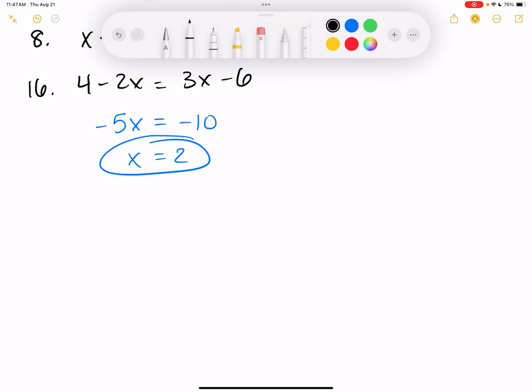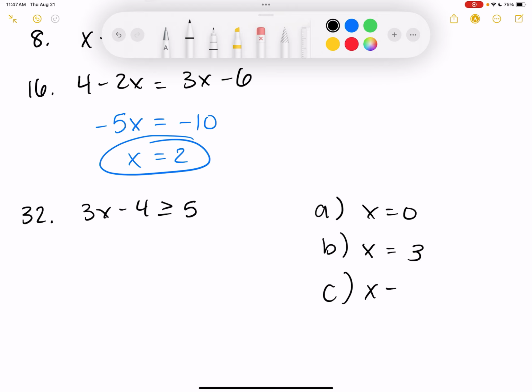Number 32: 3x minus 4 is greater than or equal to 5. A is x equals 0, B is x equals 3, and C is x equals 4. Now, clearly this is an inequality, and all my answer options are equals, right? You might be thinking that's a red flag because it's greater than or equal to. However, these are just asking, would this be a solution if x was equal to this?